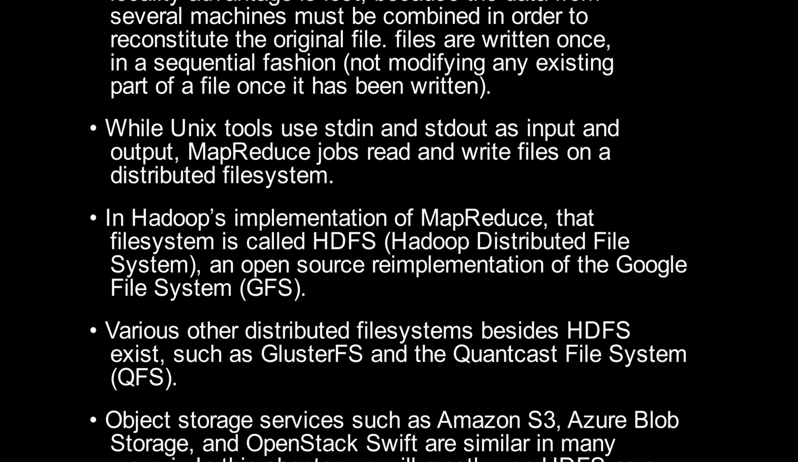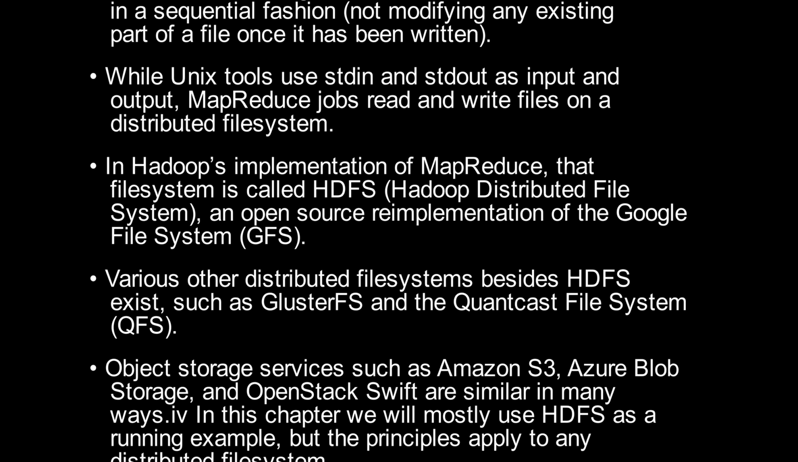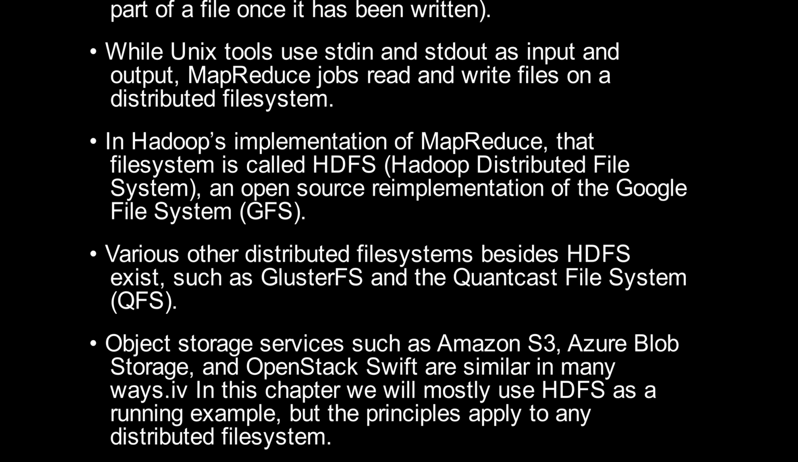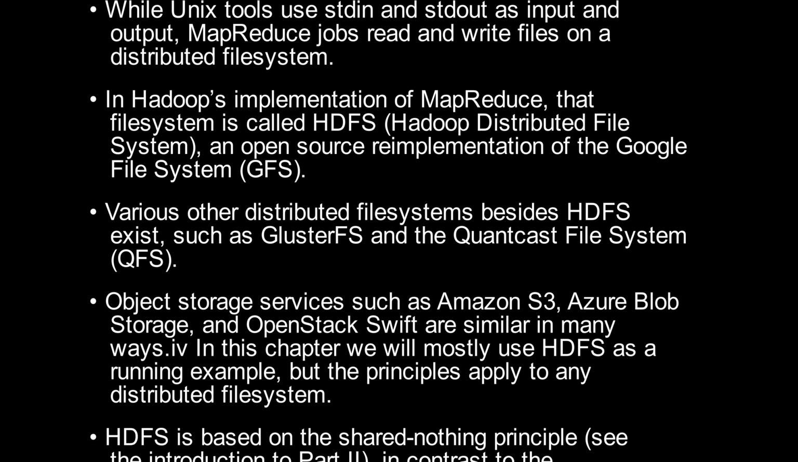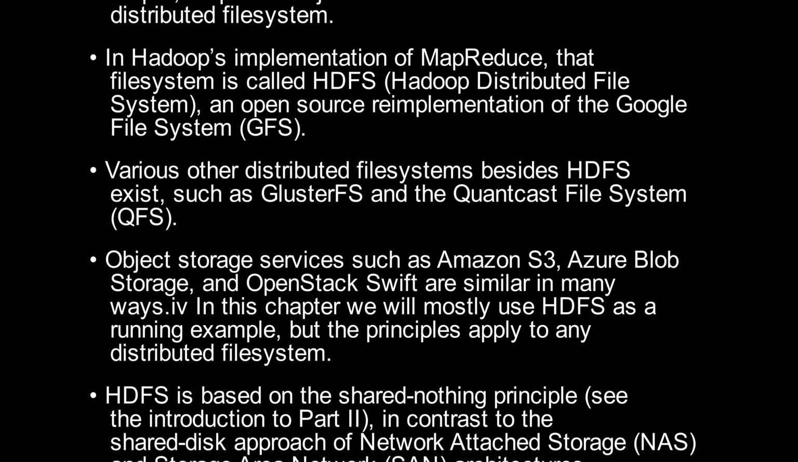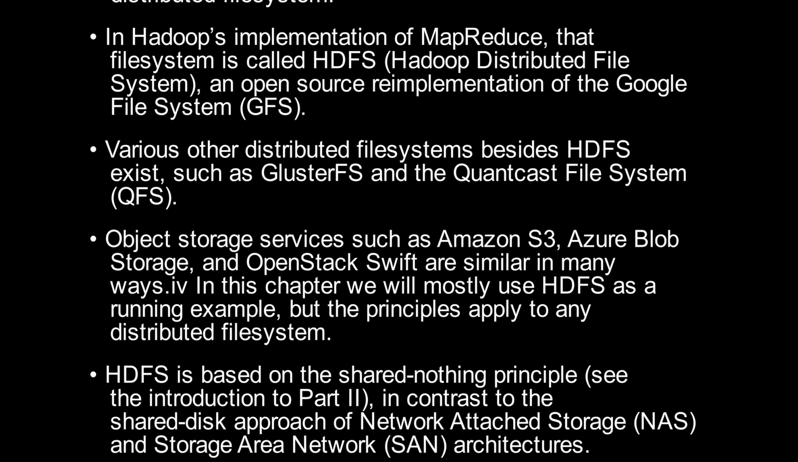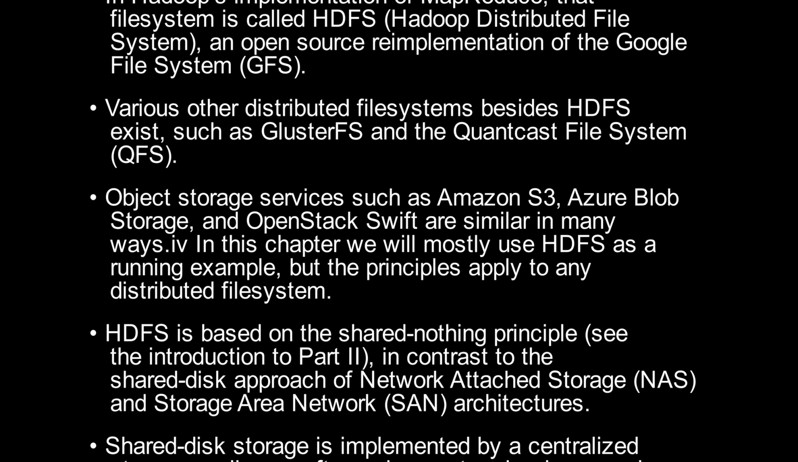Various other distributed file systems besides HDFS exist, such as GlusterFS and the Quantcast File System, QFS. Object storage services such as Amazon S3, Azure Blob Storage, and OpenStack Swift are similar in many ways. In this chapter we will mostly use HDFS as a running example, but the principles apply to any distributed file system.